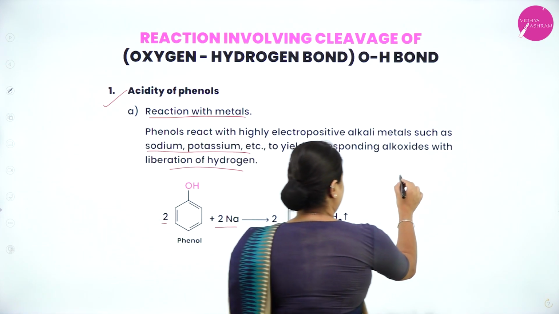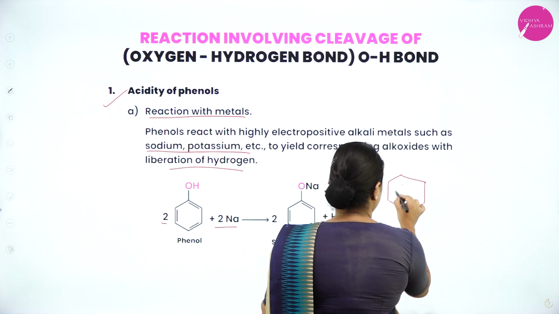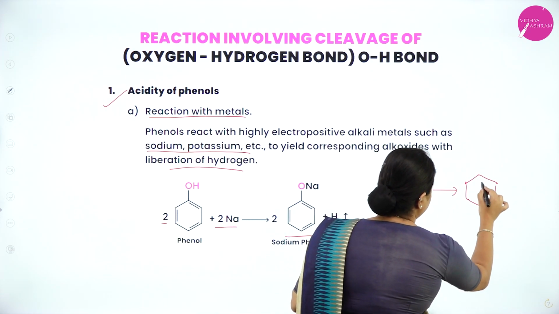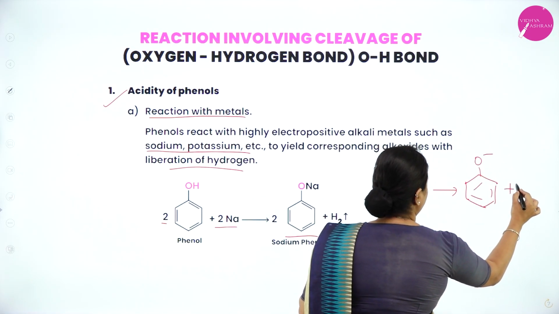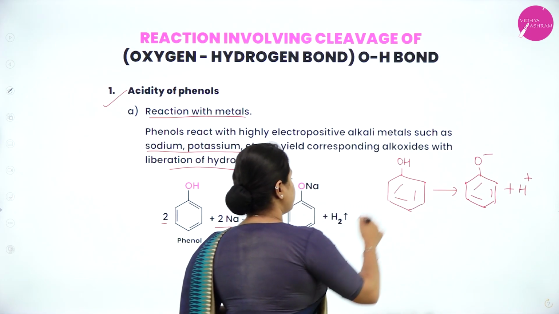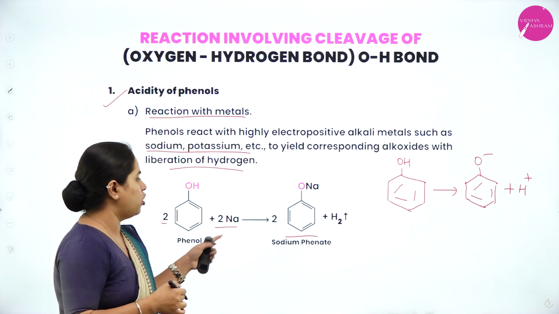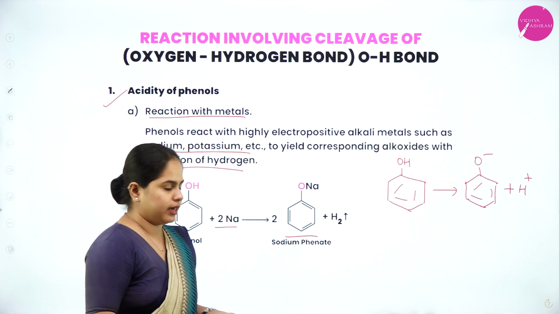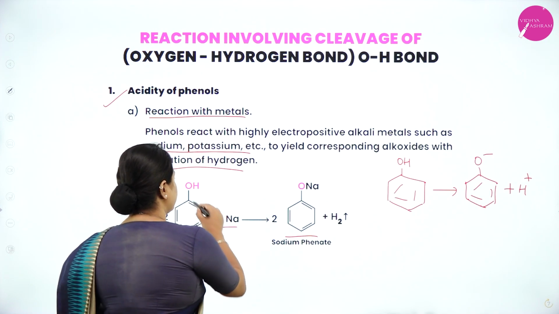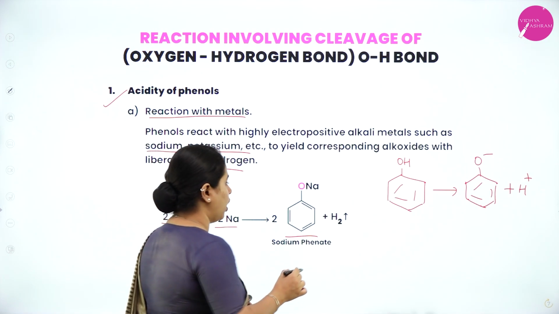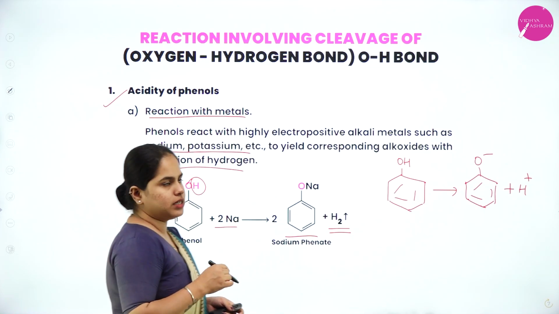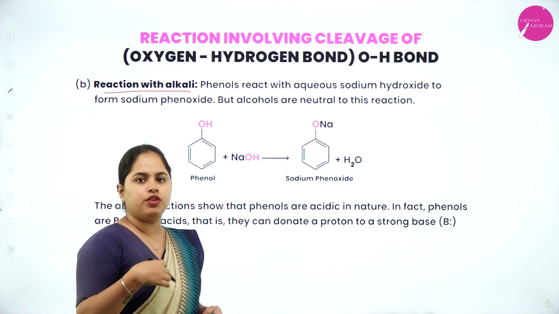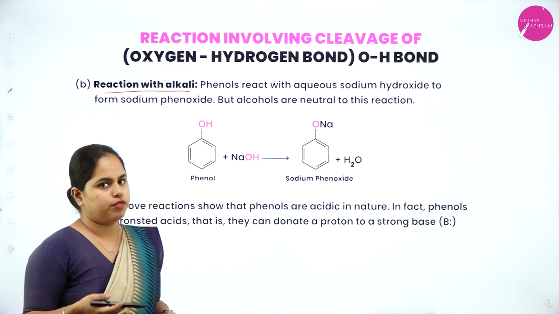This is phenol, which will release its H plus and form the phenoxide ion. Because we are using sodium, sodium phenoxide is formed, and as I told you, H plus will be released. We are taking 2 moles, so 2 of these hydrogens will be removed, and hydrogen gas will be liberated. I hope it is clear. Next one is reaction with alkali. If it is reacting with sodium, we get hydrogen gas released and sodium phenoxide formed.